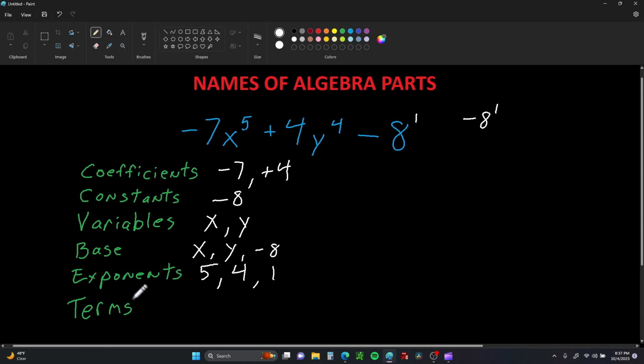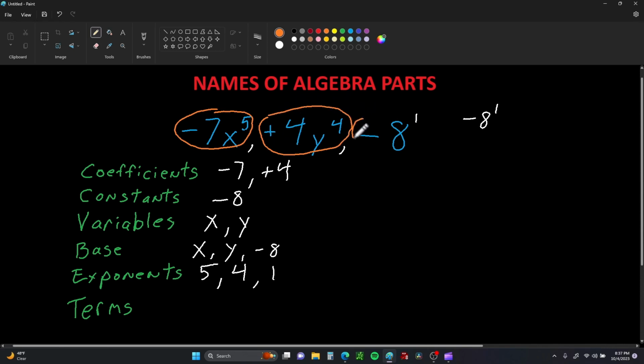And then the last thing are terms, and terms are everything that are separated by a plus or a minus. So what I'm going to do is I'm going to circle in orange. I'm going to circle this here. That is a term. The sign stays with the term. This is a term. That one's positive.